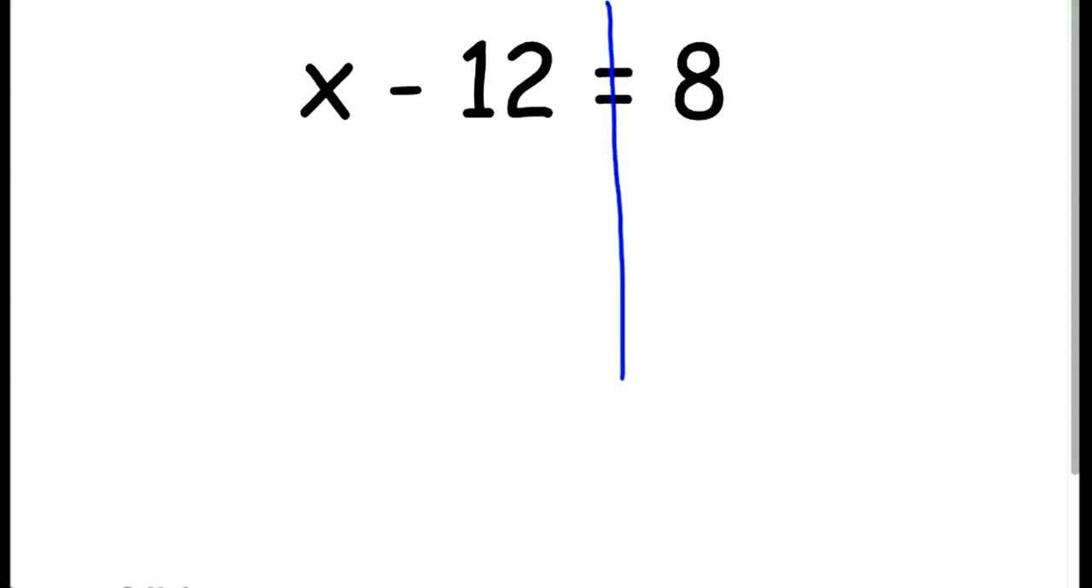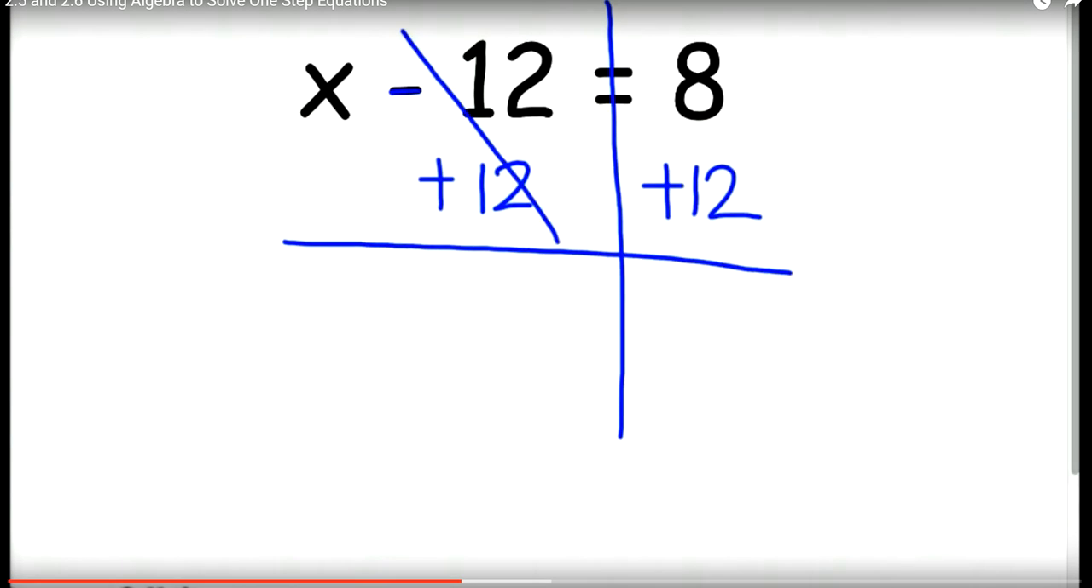I'm drawing my vertical line. I'm thinking about what the opposite of negative is, which is positive. So I'm going to add 12 to both sides. I'm solving for X, so I need X by itself. And positive 12 plus 8 is 20.